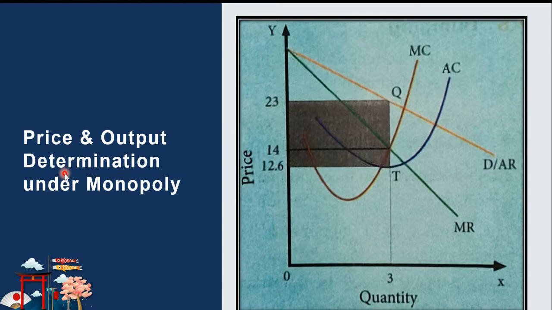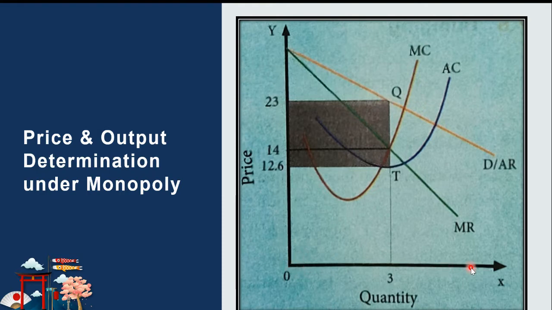If you haven't studied, if you're not able to understand this diagram, go back to price and output determination under perfect competition. You clarify that, you study that properly, you draw the diagram and then come to monopoly. Because without perfect competition, you cannot understand monopoly. Because the basic principles are the same for all competition. You have to draw the x-axis, you have to draw the y-axis.